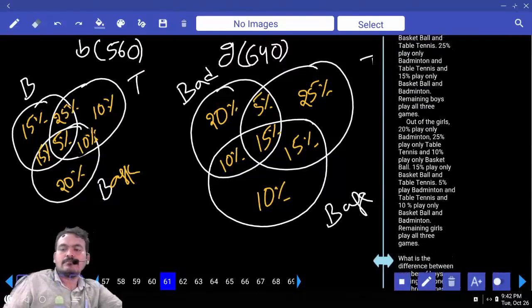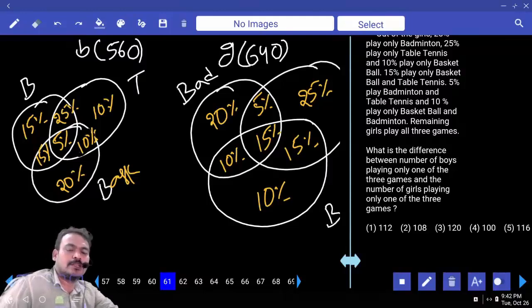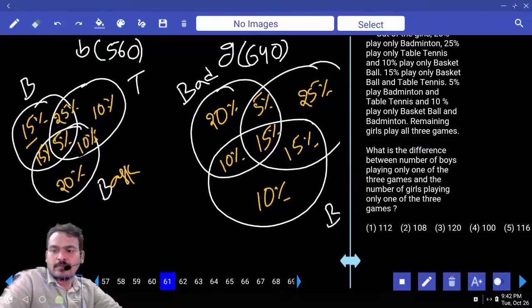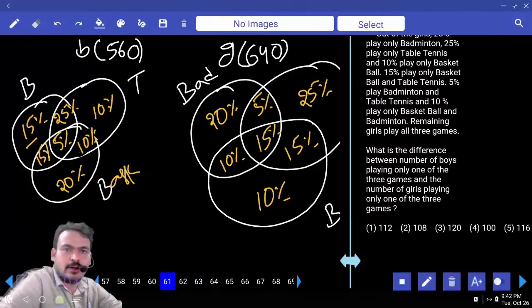First, suppose we require badminton only boys. Only badminton boys means 15% of which value? 560. Only badminton girls means 20% of which value? 640 or not. Okay. What is the first question? What is the difference between the number of boys playing only one of the three games and the number of girls playing only one of the three games or not? Only one sport or two sports? Only one sport. Boys and girls, we require a difference or not?